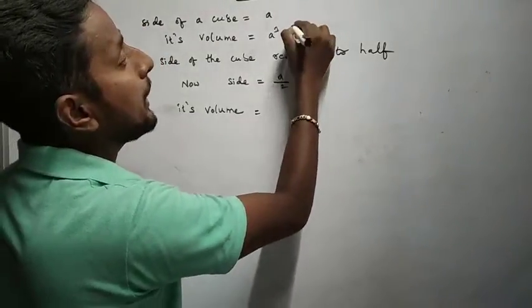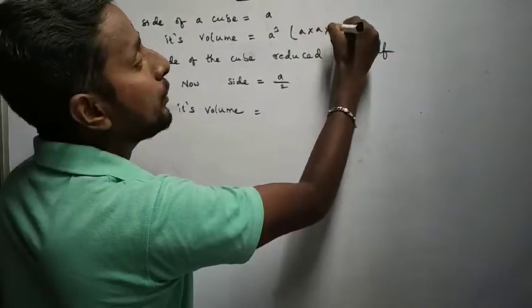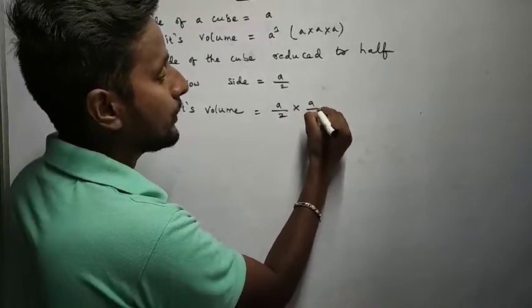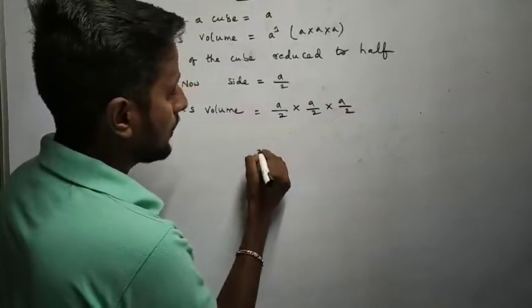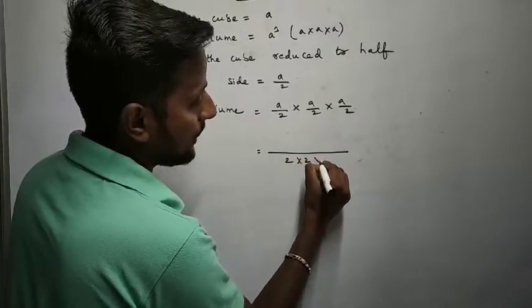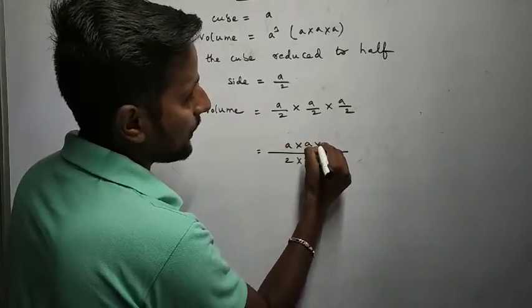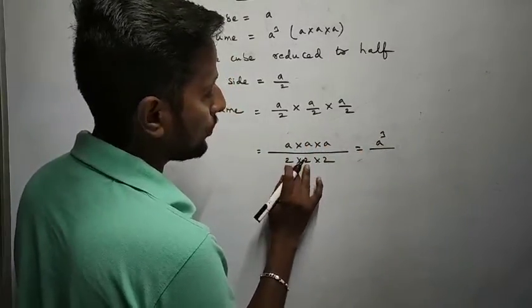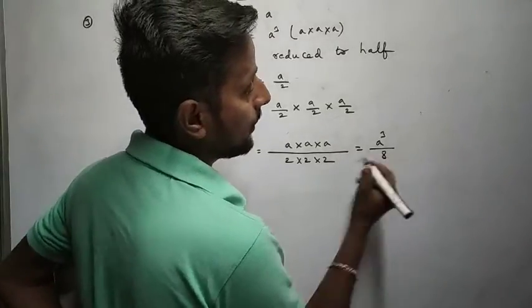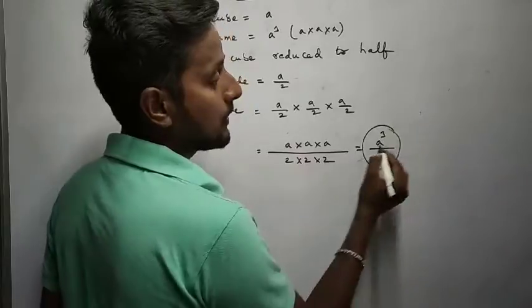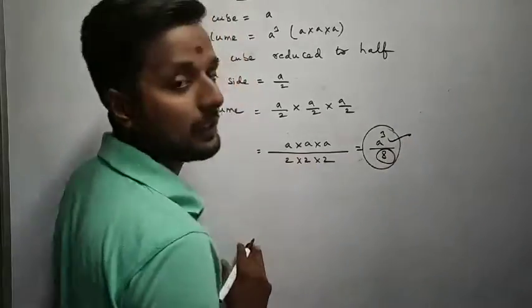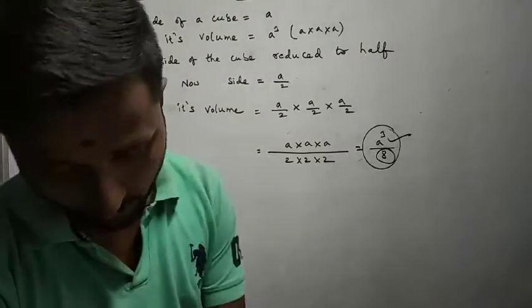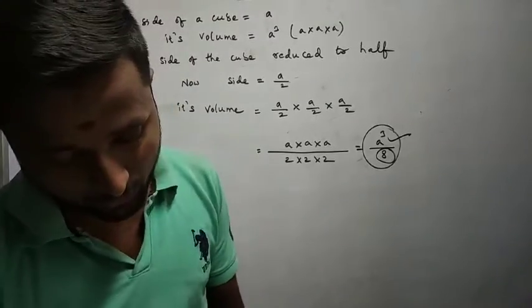When a power 3 I have written, that is nothing but a into a into a. Am I right? The same way, a by 2. So we'll write a by 2 into a by 2 into a by 2. So all denominators multiplication and all numerators multiplication. a into a into a is a cube, and 2 1s are 2, 2 2s are 4, 4 2s are 8. So here the volume has reduced by 8 times, correct? So we are dividing by 8. Right, so that is the change that happens when the side is reduced by half.